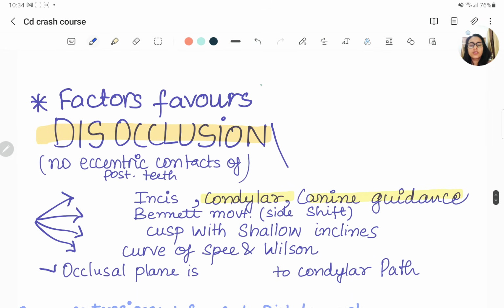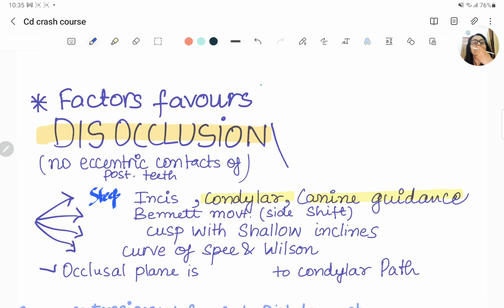So disocclusion is when there is no contact in the posterior teeth. That is, all the guidances are steep. Steep incisal guidance, condylar guidance and the canine guidance. Rest everything is less or short. So remember all the guidance. See, this is a frequently asked question, that factors which favor disocclusion.